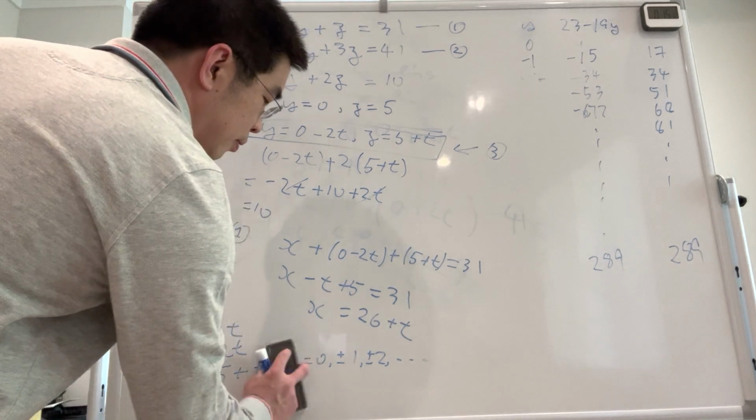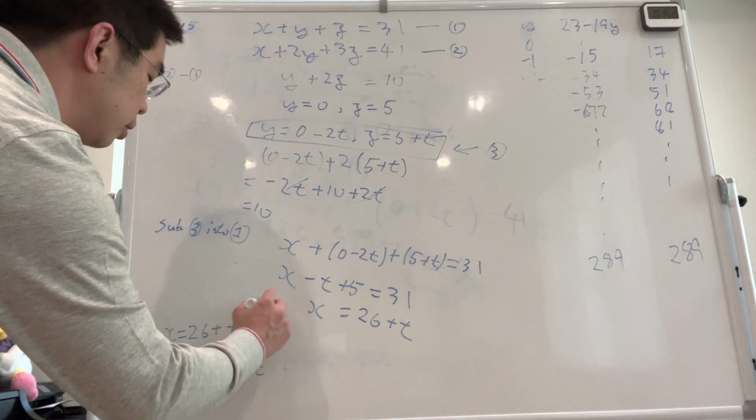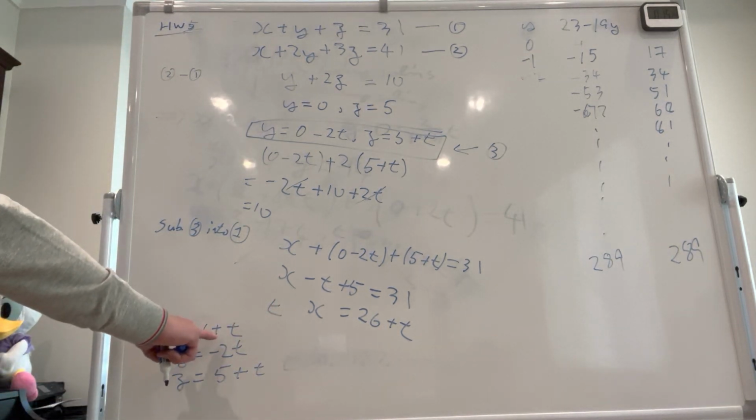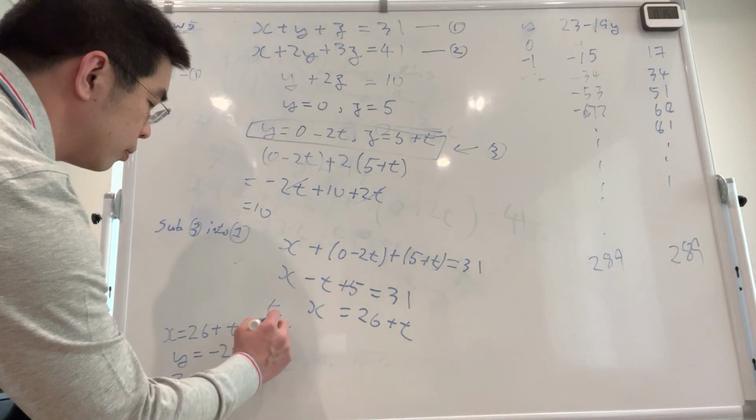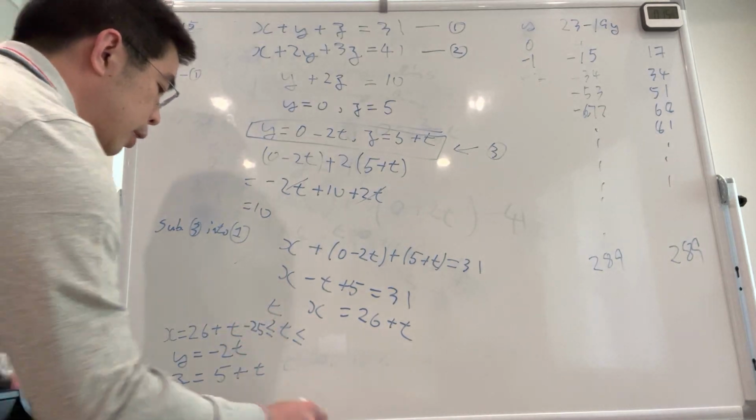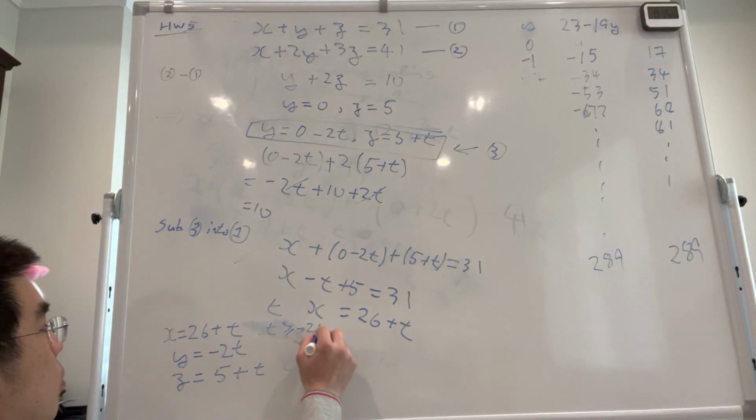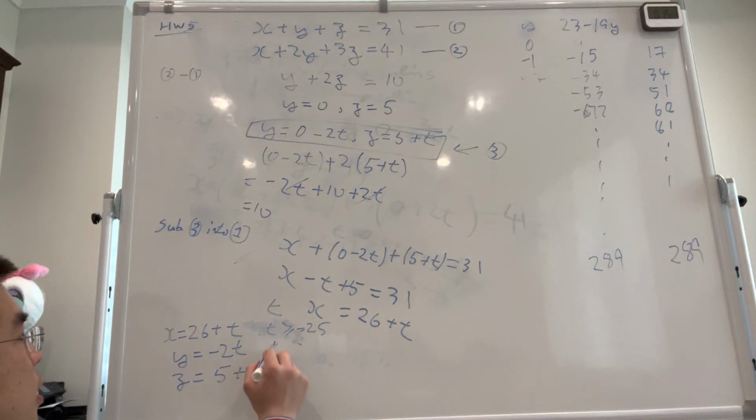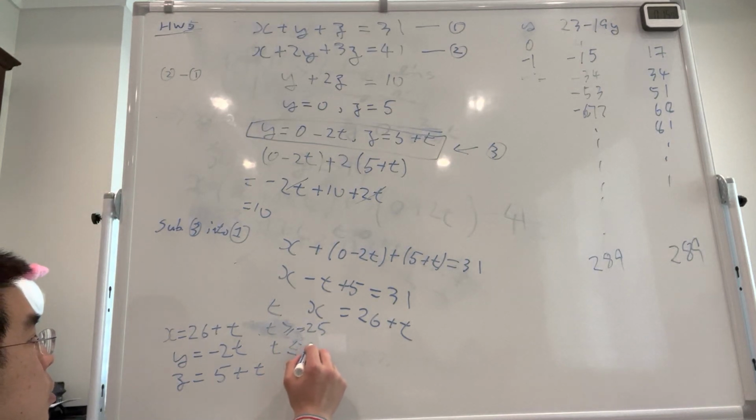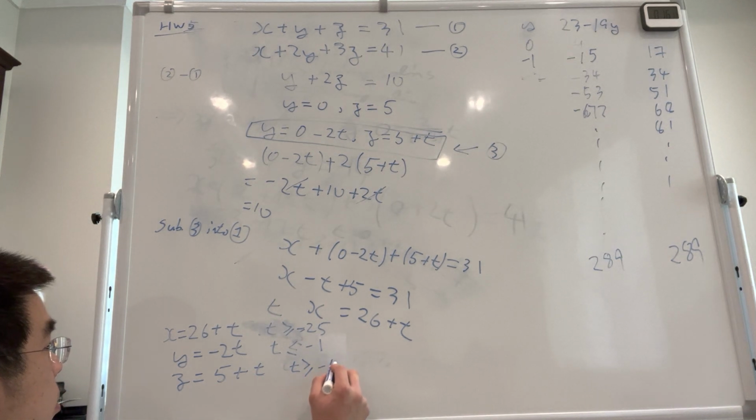Let me try again. So we want to put the constraint on t so that all three numbers are positive. Okay. So on the first one, x would be positive if t has to be greater than minus 25. And for the second one, the condition will be t has to be less than or equal to minus 1. And for the last one, I think the condition is t has to be greater than or equal to minus 4.